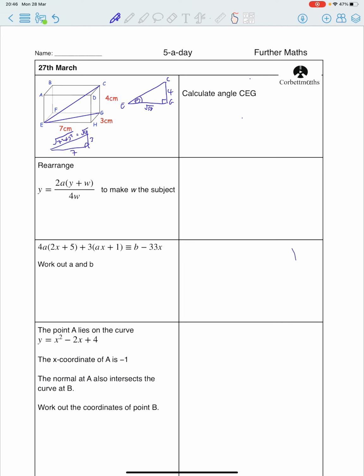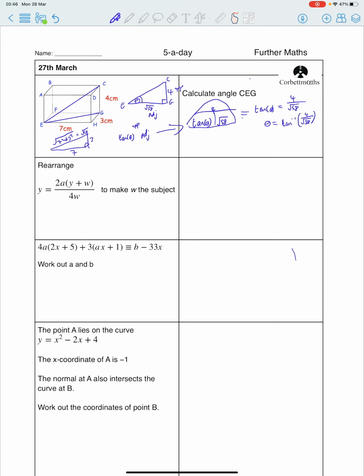So using trigonometry, if this is opposite and this is adjacent, we are using tan. So tan theta, opposite over adjacent. In particular, we can see that tan theta, opposite is 4, adjacent is square root 58. Drawing our little triangle out. So we can see that tan theta equals 4 over the square root of 58. So theta equals inverse tan of 4 over the square root of 58.